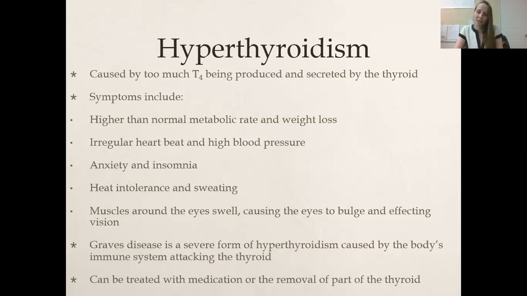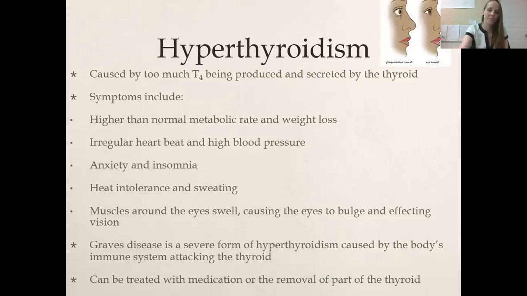Hyperthyroidism can be treated with medication, and in severe cases might require the removal of part of the thyroid. This is kind of what a normal person's eyeball would look like compared to the eye of someone with hyperthyroidism, where it's bulgy.